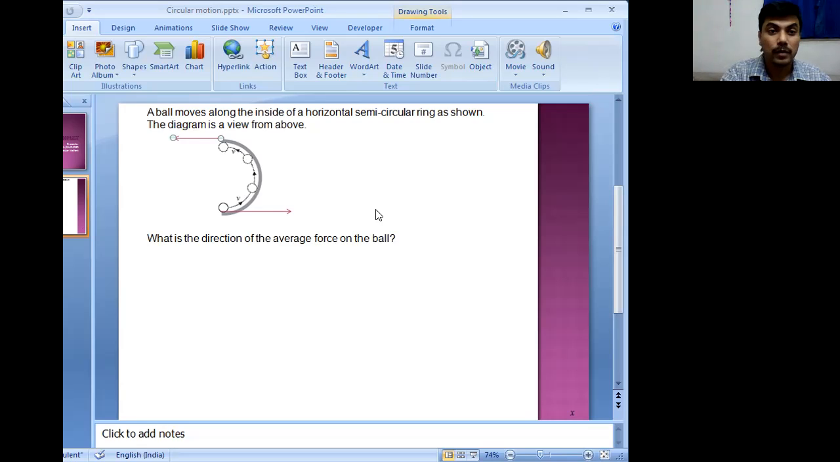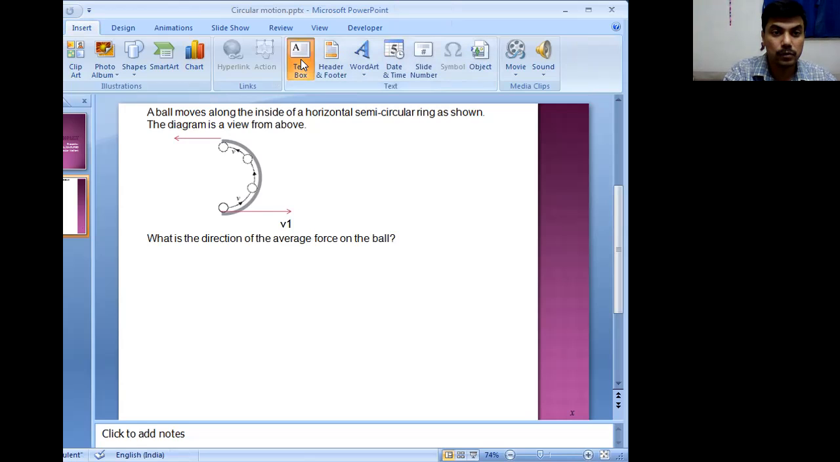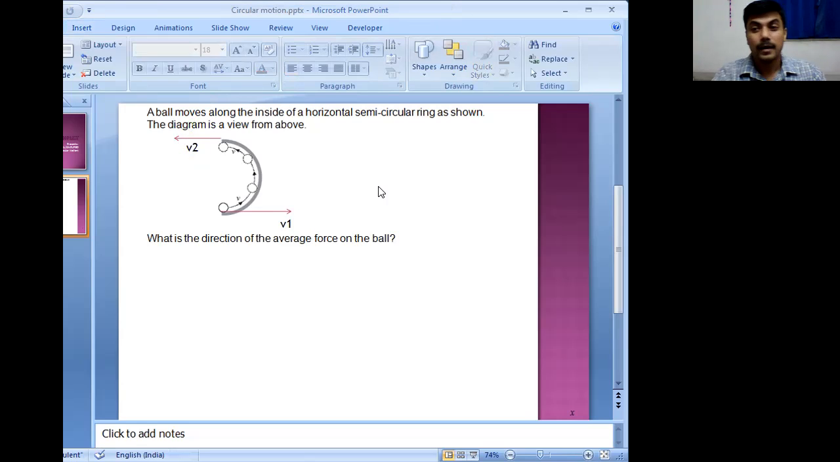So let's say in this case, the initial velocity is v1, just as an example. Over here, what we are required to do is find out the difference between these two velocity vectors. The second one, let's say that is v2. Now look into this. This is interesting because both v2 and v1 are exactly equal in magnitude. Make no mistake of it.